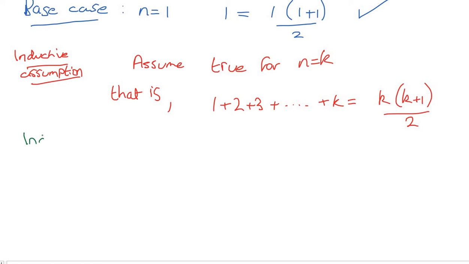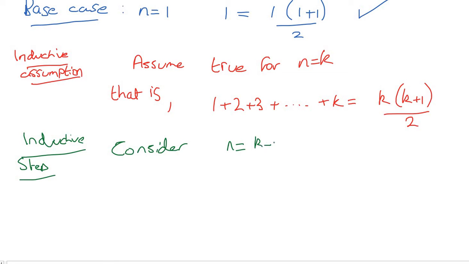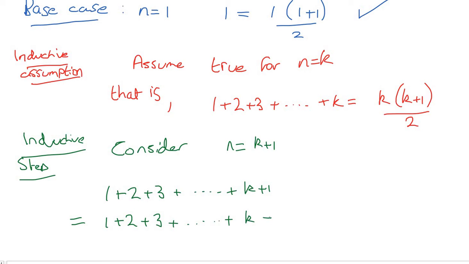Now let's move on to the inductive step. We consider when n equals k plus 1. So let's have a look. Well, 1 plus 2 plus 3 all the way up to k plus 1. Okay, well, this is the same as 1 plus 2 plus 3 all the way up to k, and then plus k plus 1.